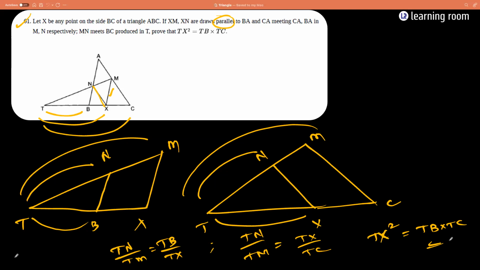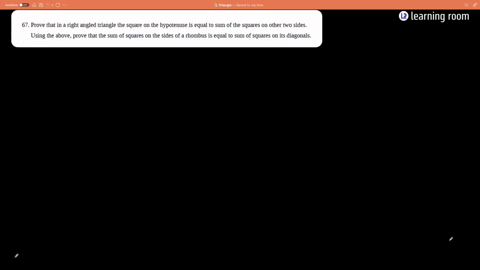Done? Okay. Prove that in a right angle triangle, the square of the hypotenuse is equal to the sum of the squares on the two other sides. Using the above, prove that the sum of the squares of the sides of a rhombus is equal to the sum of the squares of its diagonals. So how to prove this? Basically, Pythagoras theorem. So how do you prove it, guys?